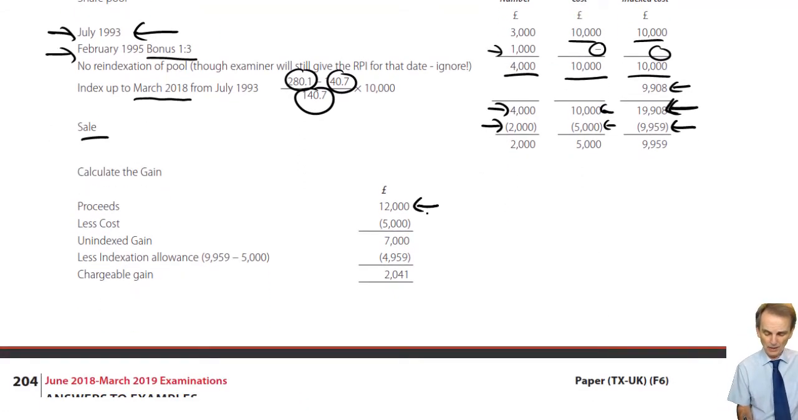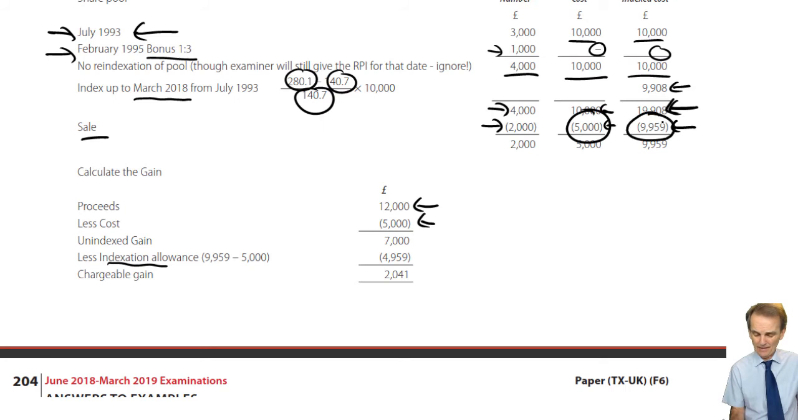What were the proceeds? £12,000. What is the cost? £5,000. What is the indexation allowance? The difference between the index cost of the shares now sold and again the cost of those shares. 9,959 minus 5,000. Again, the difference between these two figures here. That would appear to be 4,959. Take it away from the unindexed gain. We now have our chargeable gain.